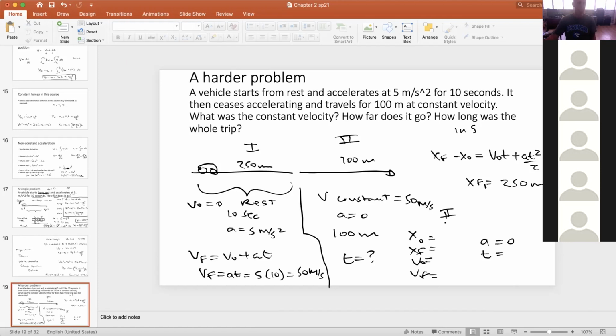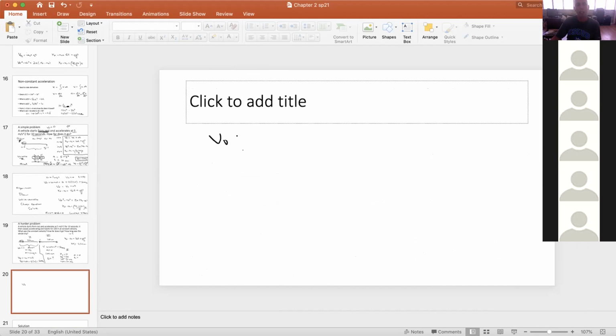So we could do a couple things with this X. We could start from a new 0 here and go 100, or we could start at 250 and go to 350. I'm just going to go 0 to 100 because I only care about the second section time. So 0, x final is 100, v initial was 50, v final was 50, it's constant. But really, I don't need to do that. Let's look at these for a quick second.